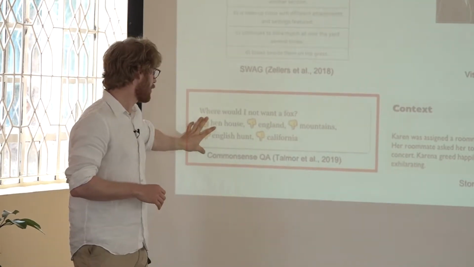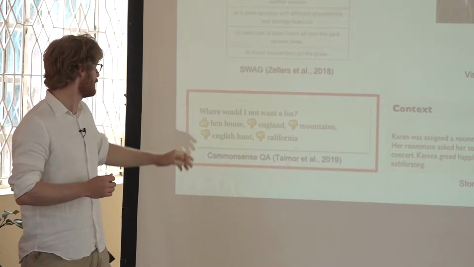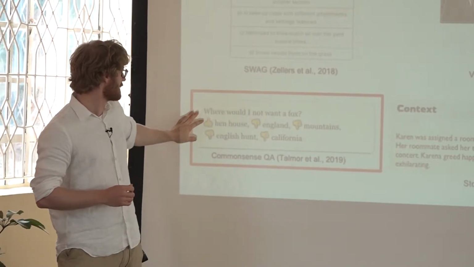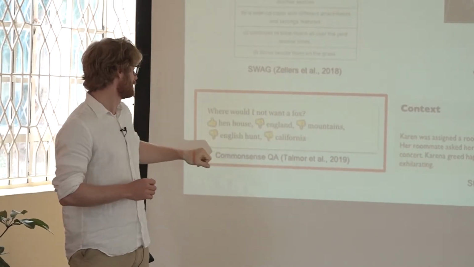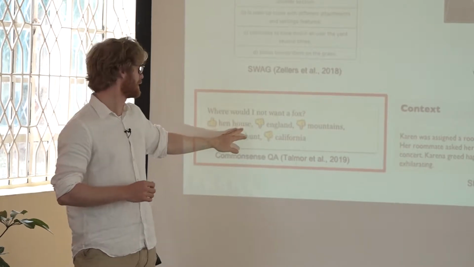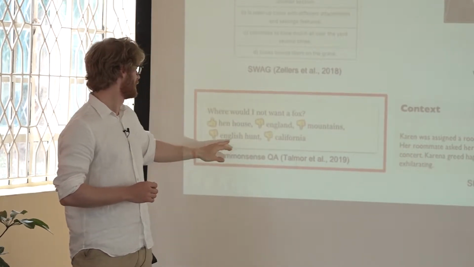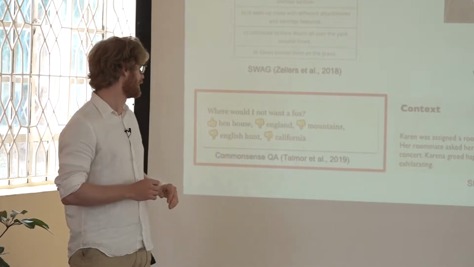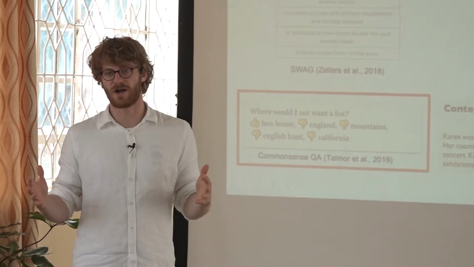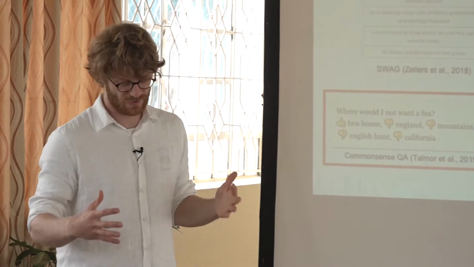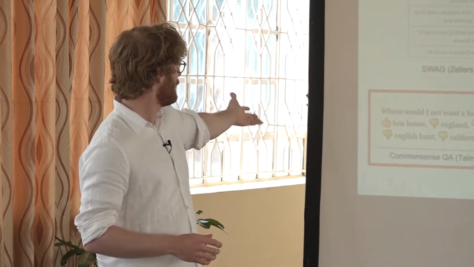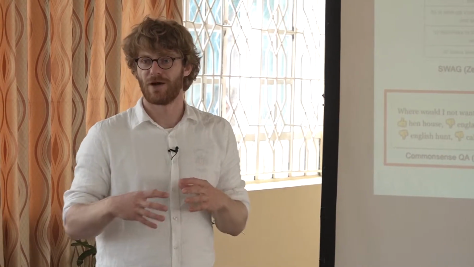And then here we have common sense question answering, where you ask simple questions like, where would I not want a fox? A hen house, a bunch of chicken in England, in the mountains, in an English hunt, or in California. For the most part, a fox would be really suboptimal next to a bunch of chicken because it'll eat the chicken. And so the correct answer here is hen house. But if you just try to do a classification problem here, hen house is the only time that word came up, so it's not really a classification problem.